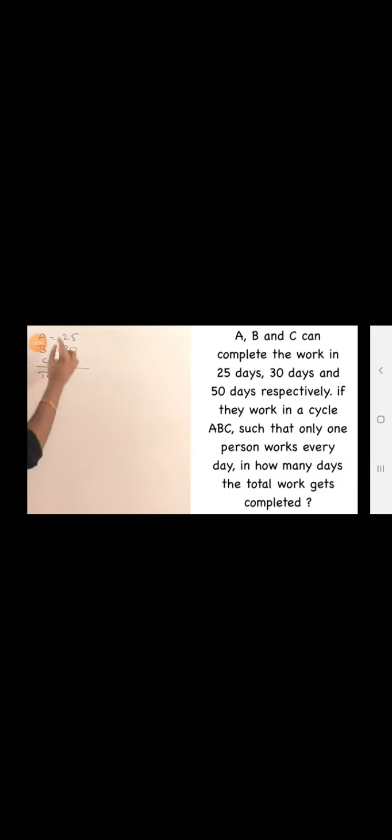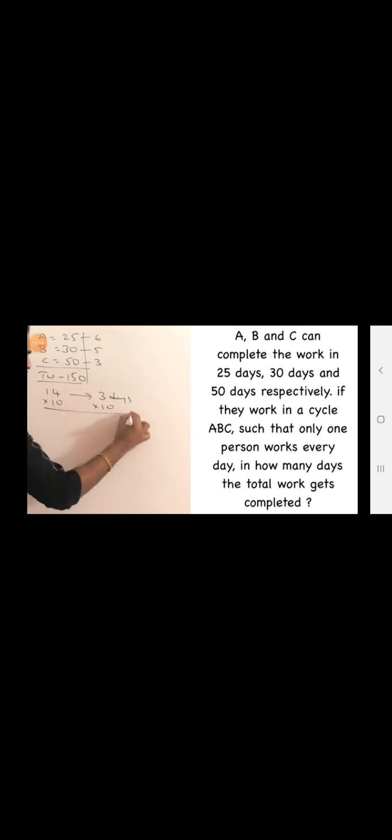Let us go for the total work. Total work can't be 50, can't be 100, it has to be 150. If total work is 150, A can complete 6 parts, B can complete 5 parts in a day, and C can complete 3 parts in a day. Put together, they can complete 6 plus 5 plus 3, that is 14 parts. Not in one day, this time in 3 days, because only one person is working every day. So 14 parts is completed in 3 days. Get it close to 150. You can multiply with 10, and you can say 140 parts is completed in 30 days.